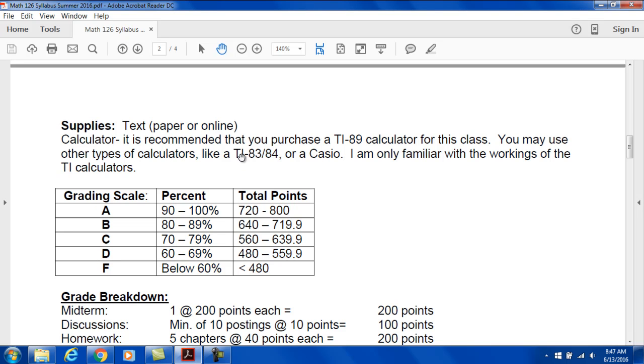You may use other types like the TI-83, 84, the Inspire CAS, or the Casio. I'm not as familiar with the Casio. My son has one, but I don't use it that much. I like the TI format.